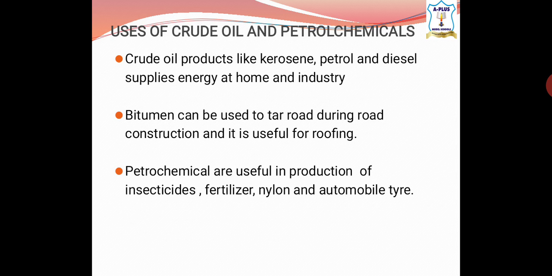Some trucks use diesel engines. And kerosene, we use it to cook in our various houses. We use it to burn. So different uses. You can use petroleum products or petrochemical products for many things.